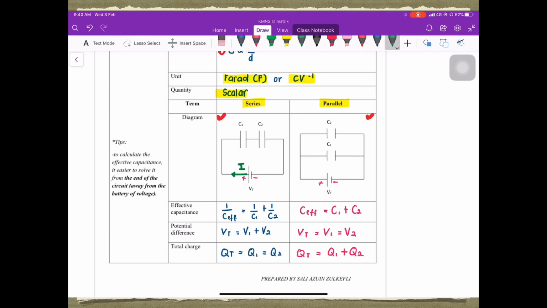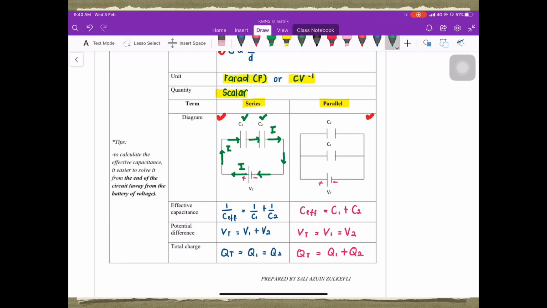Now, by looking at the direction of current, this current will flow the same through capacitor 1 and capacitor 2. Am I right? And then finally, back to the negative terminal. So, by looking at the direction of the current here in one way, meaning the combination C1 and C2 are series.